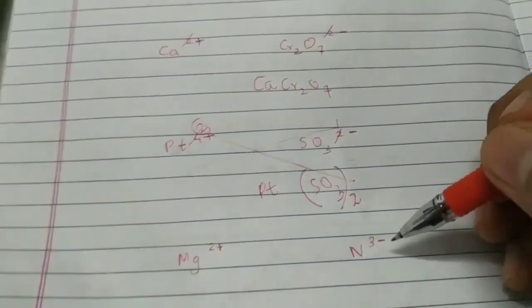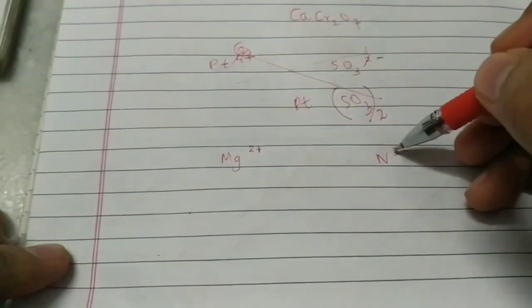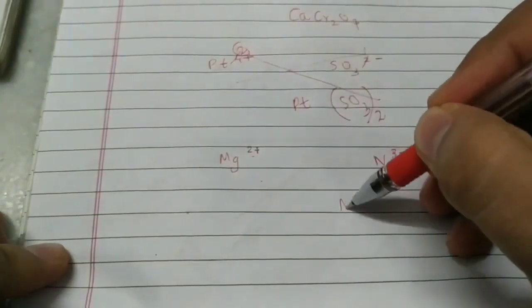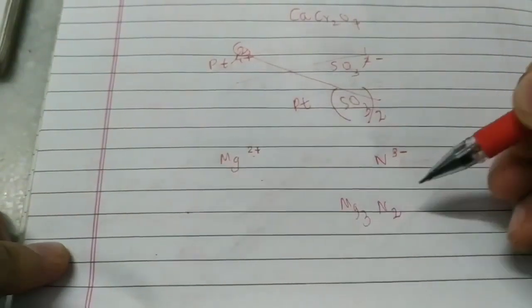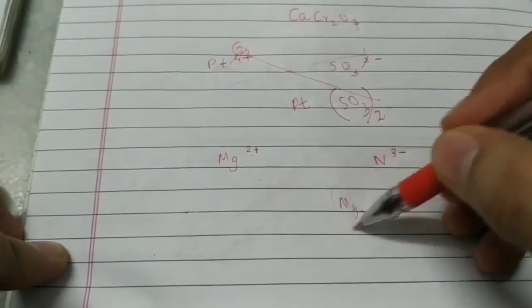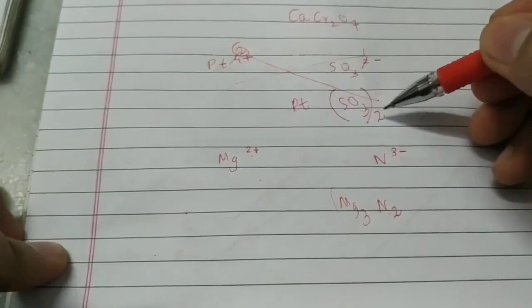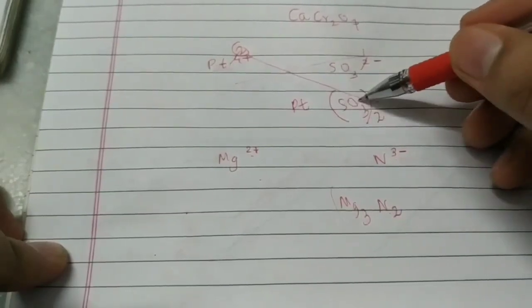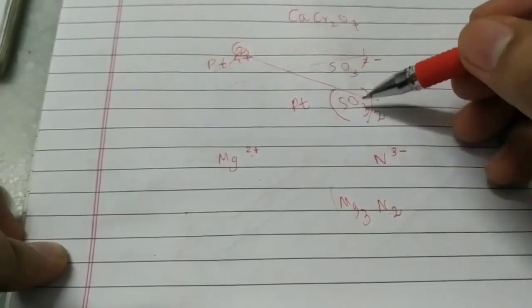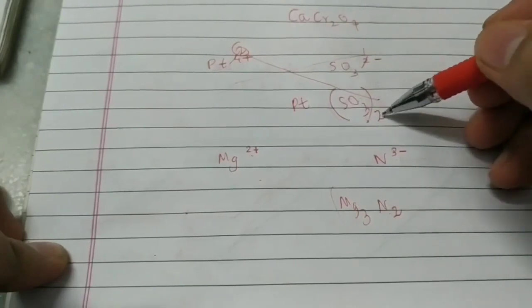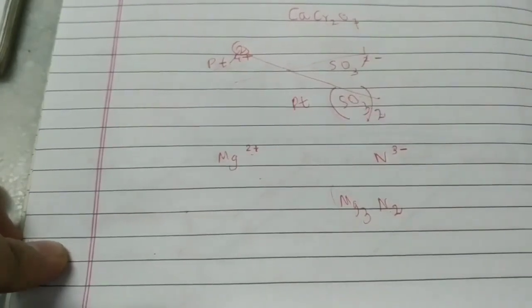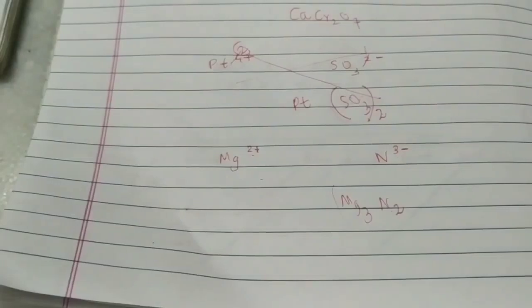But what about magnesium nitride? Well, just crisscross. 3 comes here, 2 comes here. So that's Mg3N2. No need for brackets because we have just a single element out here. Here we have 2 elements combined together, sulfite. And the 2 is for both of these elements. So we should not discriminate. We should put the brackets stating that the 2 is for both of them. So that's how we'll solve a few sums in the exercise later.